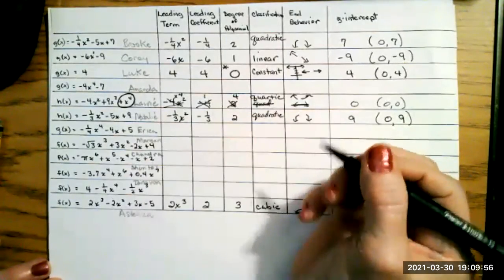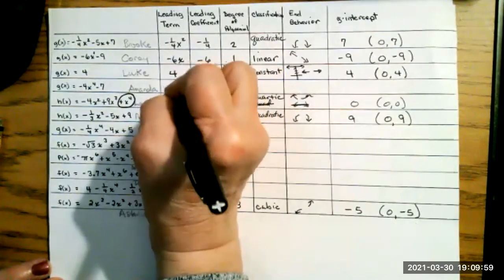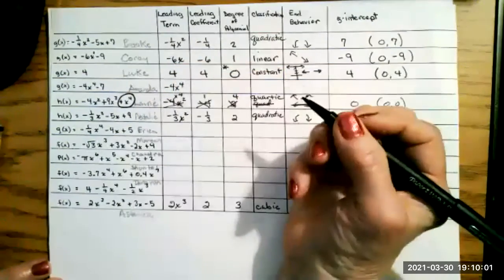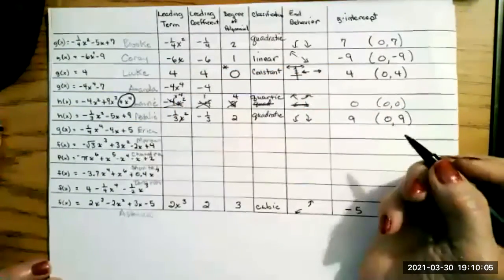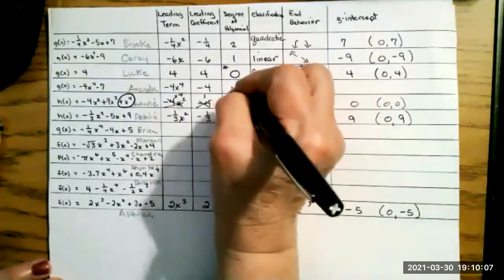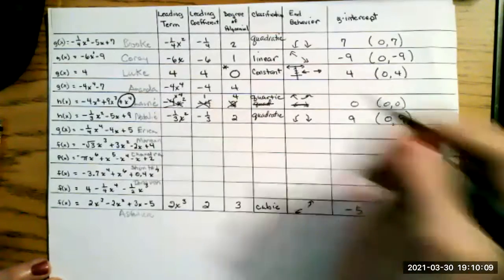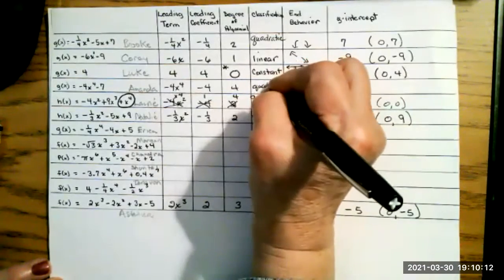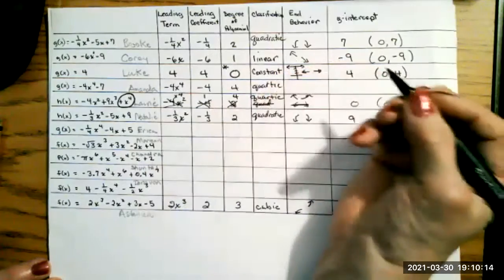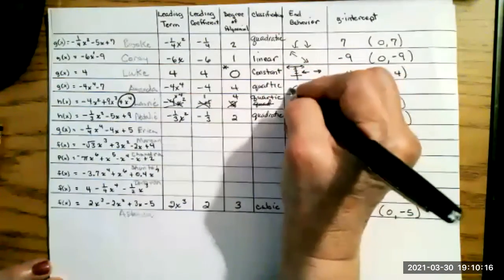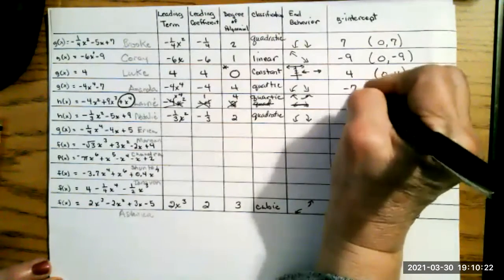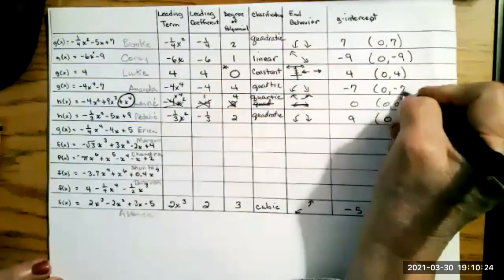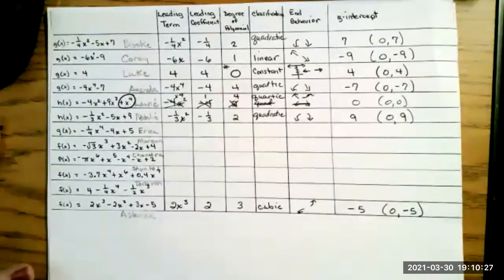The leading term is negative 4x to the fourth. The leading coefficient is negative 4. The degree is 4. The classification is quartic. It's the two ends pointing down for the end behavior. Yes, because it's the negative leading coefficient. And the y-intercept is negative 7, so the point will be 0, negative 7. Okay, good job.